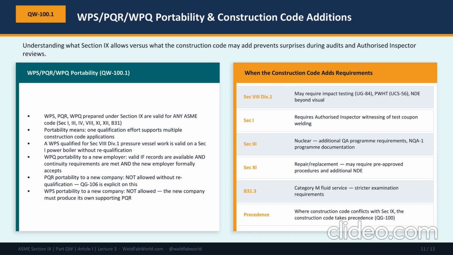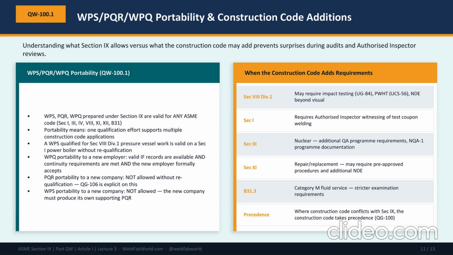PQR portability. This is where the rule is firm in the other direction. A PQR belongs to the company that produced it. Under QG 106, it cannot be taken to a new company and used without that company running their own qualification test.